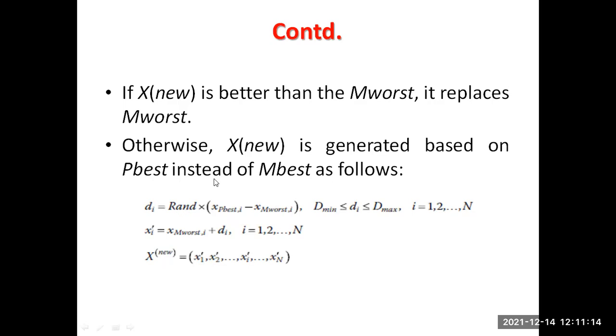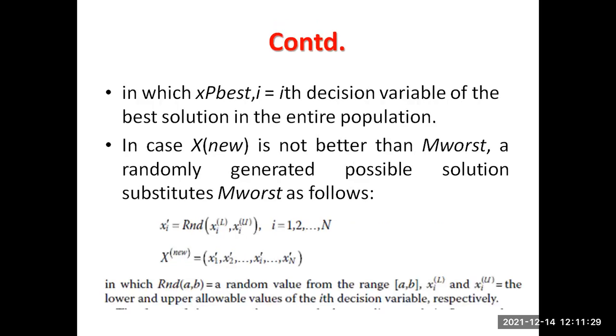But here, if we are not getting any better performance, then we'll take this step, that is, we'll take the distance from the global best. So this way we'll again update and generate the new variable. XP best is the ith decision variable of the best solution in the entire population. In case X new is not better than the M worst, a randomly generated possible solution substitutes M worst.